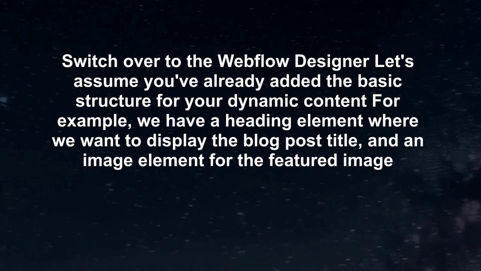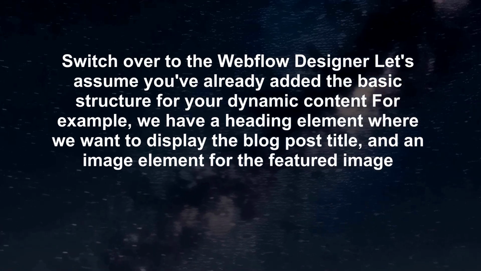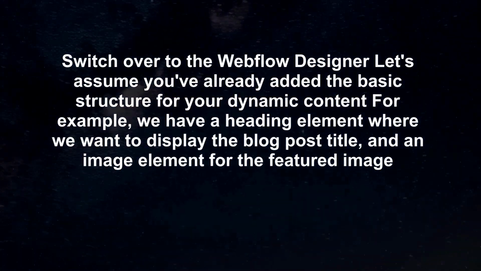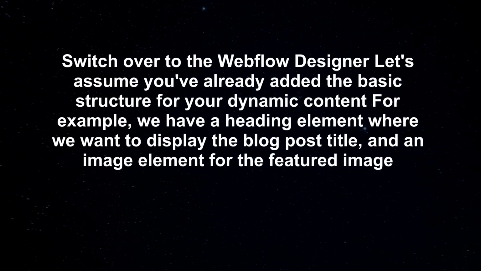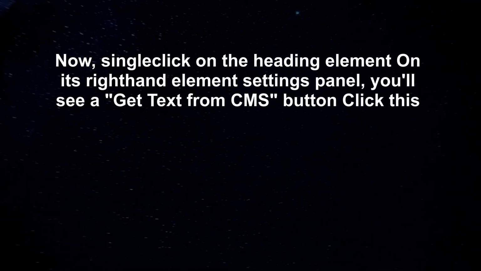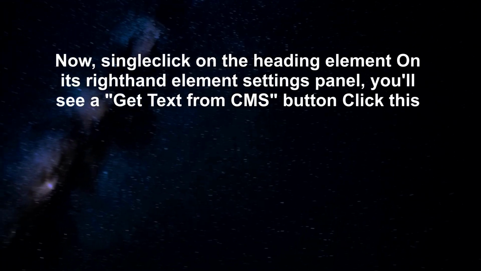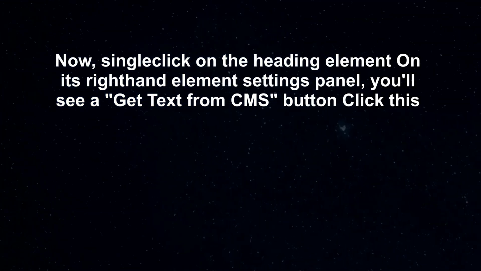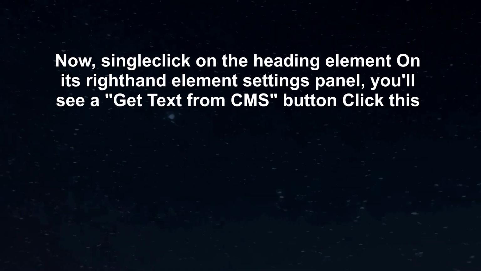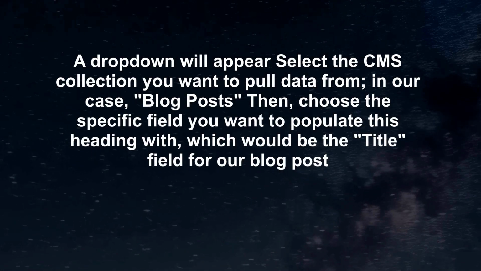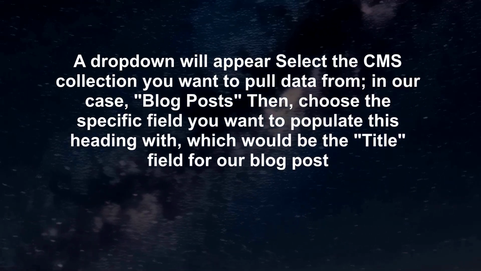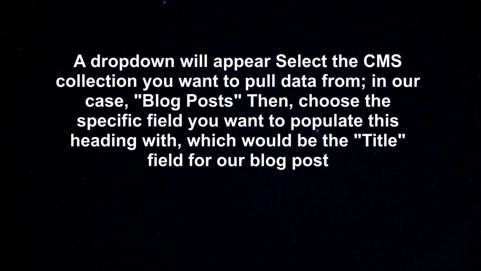For example, we have a heading element where we want to display the blog post title and an image element for the featured image. Now, single-click on the heading element, and on its right-hand element settings panel, you'll see a Get Text from CMS button. Click this. A drop-down will appear. Select the CMS collection you want to pull data from. In our case, blog posts.